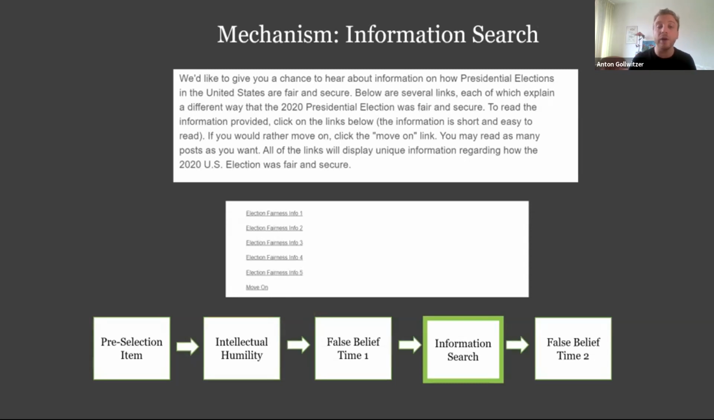They could also move on, so they didn't have to look at any of them. If they just wanted to continue and ignore any counter information, they could do so. As a result of this setup, the scale here is from 0 to 5. So 0 would indicate I just moved on, I didn't hit any of the links. 1 is I looked at 1 of the links, 2, I looked at 2, et cetera.